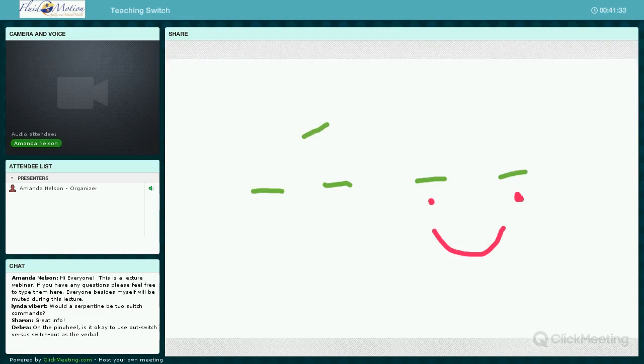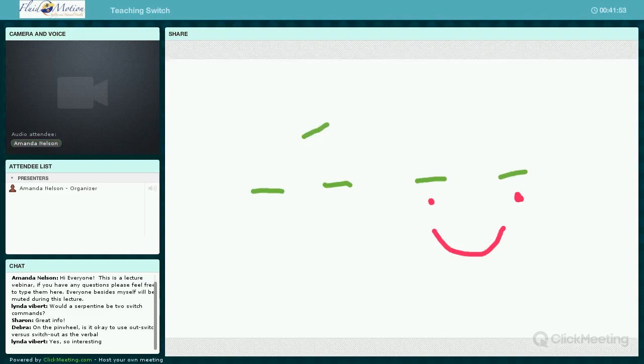So it's all on where you are, where your handling is. On the pinwheel, is it okay to use out switch versus switch out as the verbal? Totally up to you and your dog. It is what you and your dog understand. You could definitely use out switch.